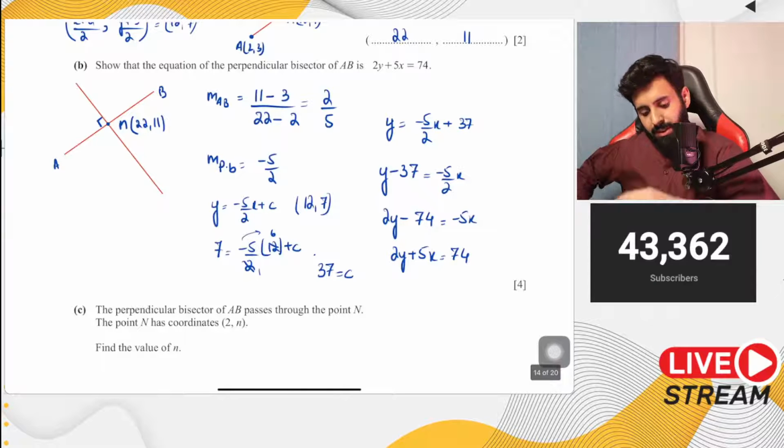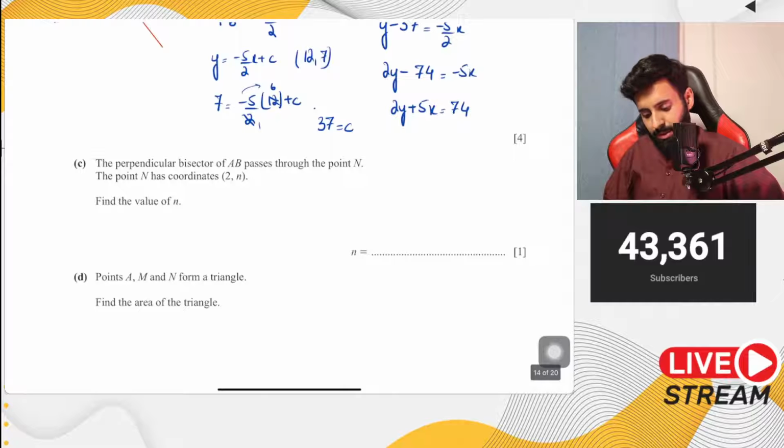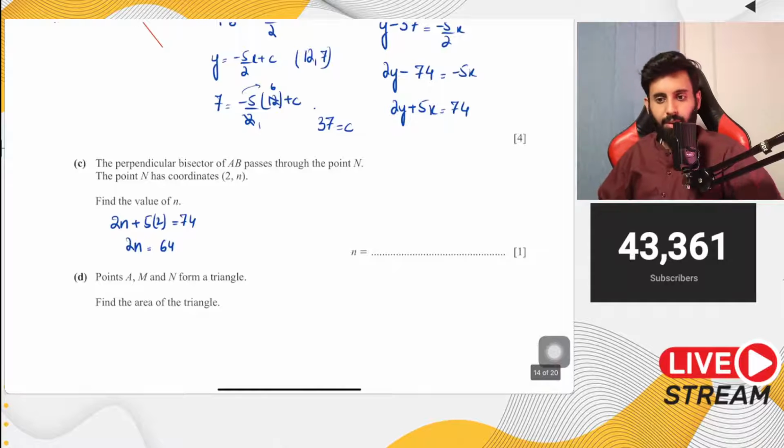Part C says the perpendicular bisector of AB passes through the point N. The point N has coordinates (2, n). So this is a fairly easy question. Just plug in n in place of y and plug in 2 in place of x. And that should do the job. 2n equals 74 minus 10, which is equal to 64. And then do 64 divided by 2, which is equal to 32. So there you go. That's the value of n.